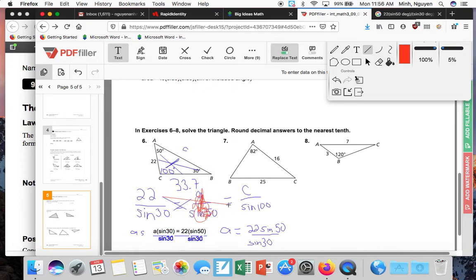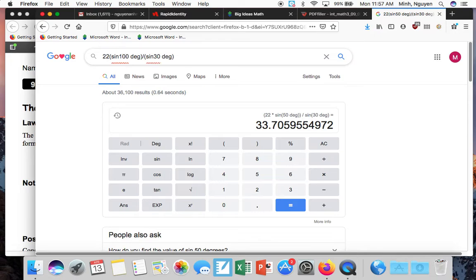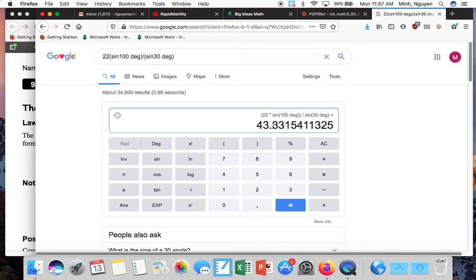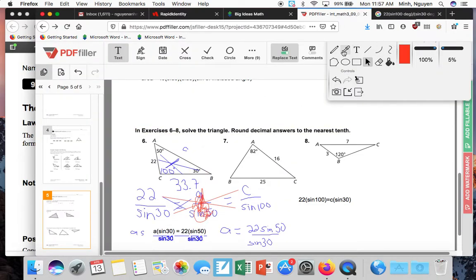So we can cross multiply here as well. 22 times sine 100 equals C times sine 30. Type it out for you. 22 sine 100 equals C times sine 30. And we're going to do the same thing where we divide both sides by sine 30 to get C by itself. So 22 sine 100 divided by sine 30 is 43.3. The 3 doesn't do anything to this. So we have 43.3. And that's it. So I'm going to clear this all.